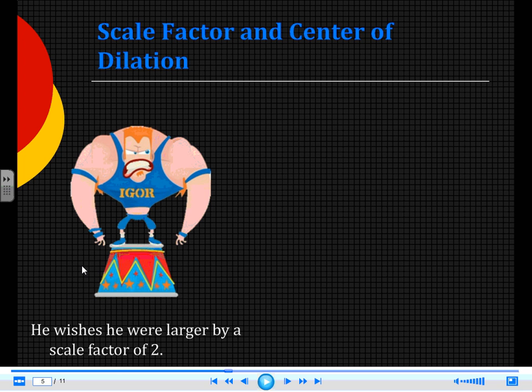Now, if he wishes he was larger by a scale factor of 2, that number is what we're going to multiply. So in the practice problem we just did, you guys understand that scale factor is just multiplying the coordinates in this case.